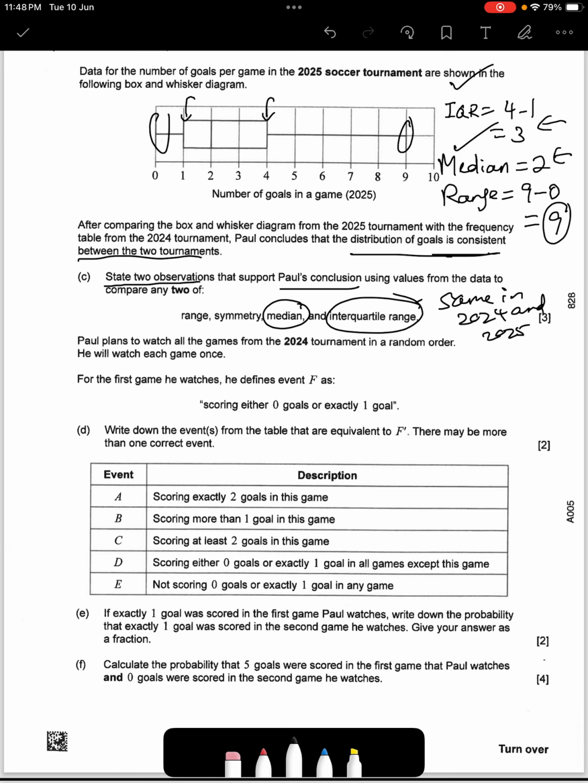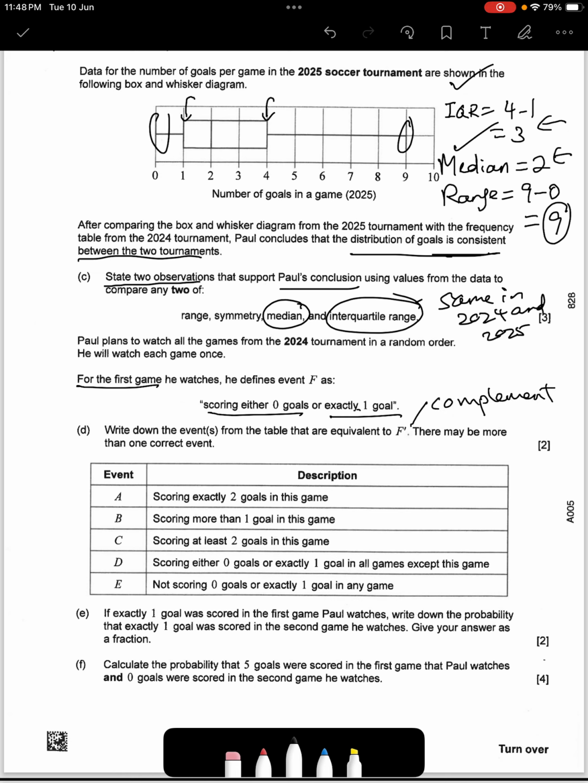Okay, but anyway, let's get back to this question. He says that for the first game he watches, defines event F as scoring either 0 goals or exactly 1 goal. Now remember, keywords: for the first game, scoring either 0 or exactly 1. So it says write down the events that are equivalent to F prime, which is basically the complement of F.